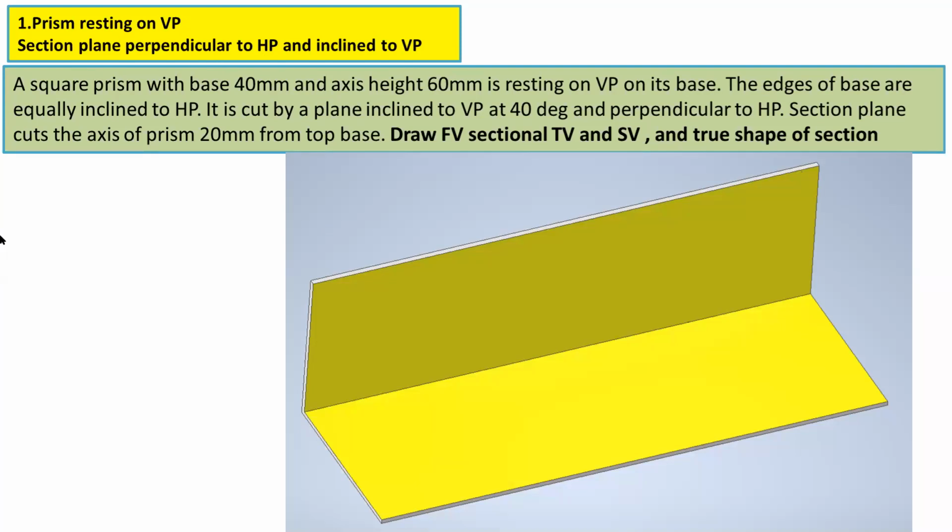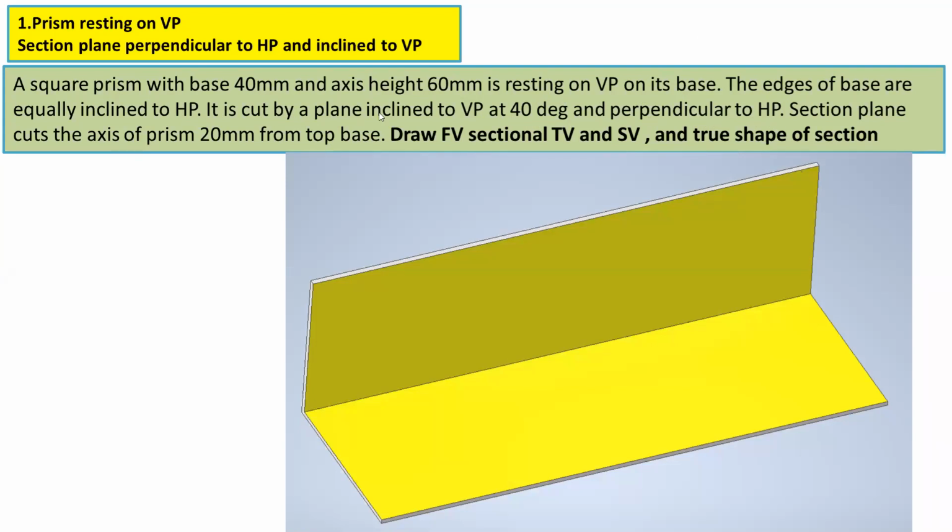A square prism with the base 40 mm and axis height 60 mm is resting on the vertical plane on its base. Okay, so this part is important. The prism is resting on the vertical plane on its base. That means its complete base is on the vertical plane, it is not on the corner. The edges of the base are equally inclined to the HP. That means we have to draw that square 45 degree with respect to XY line. It is cut by a plane inclined to VP at 40 degree and perpendicular to the HP.